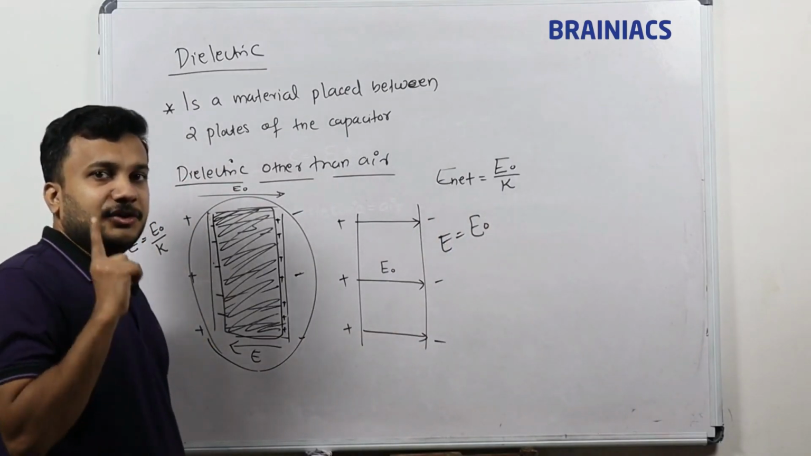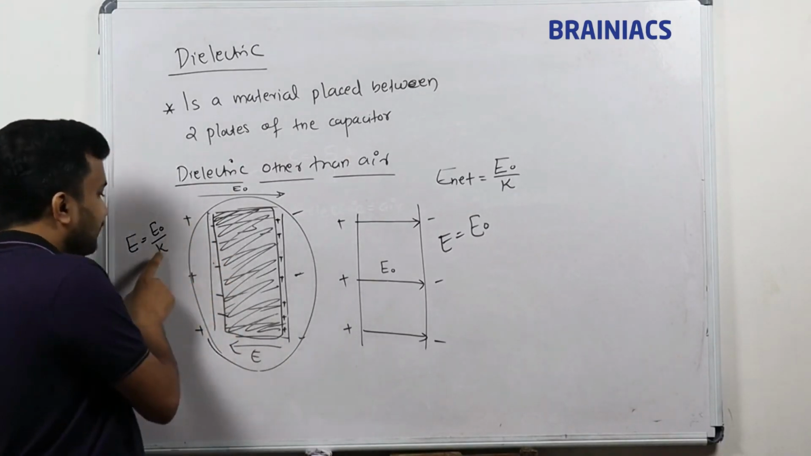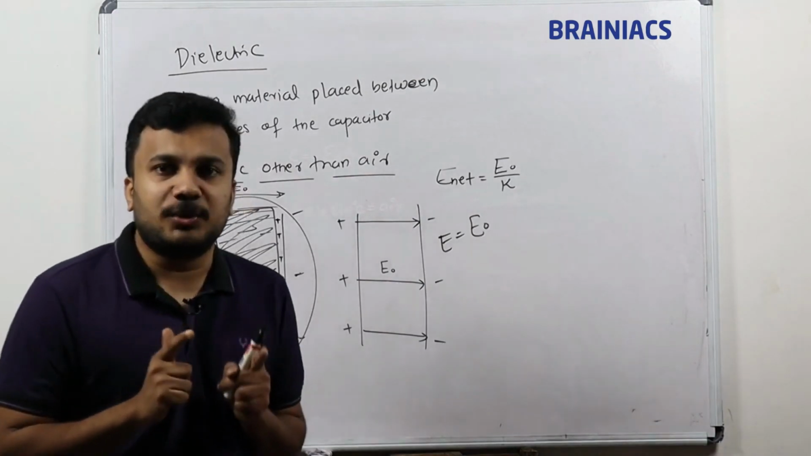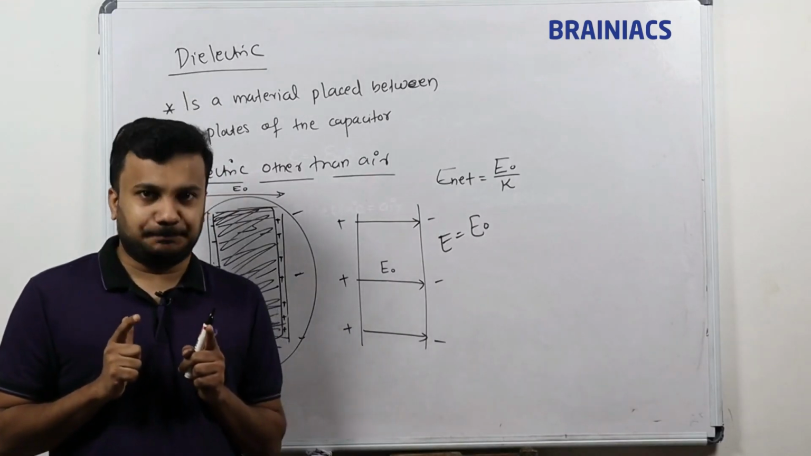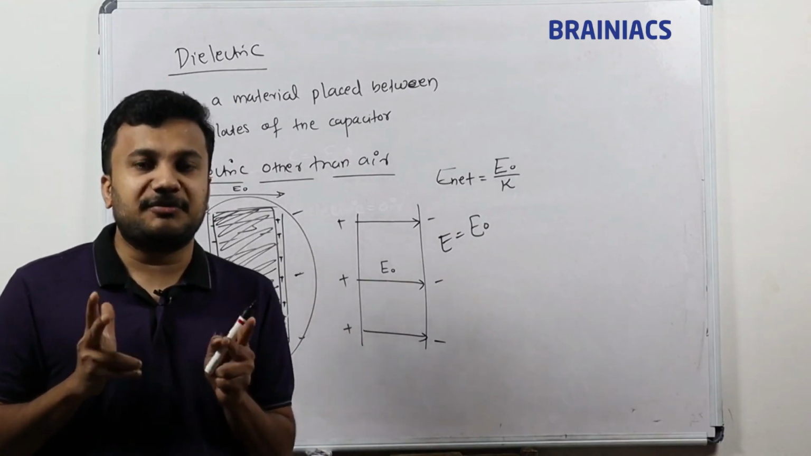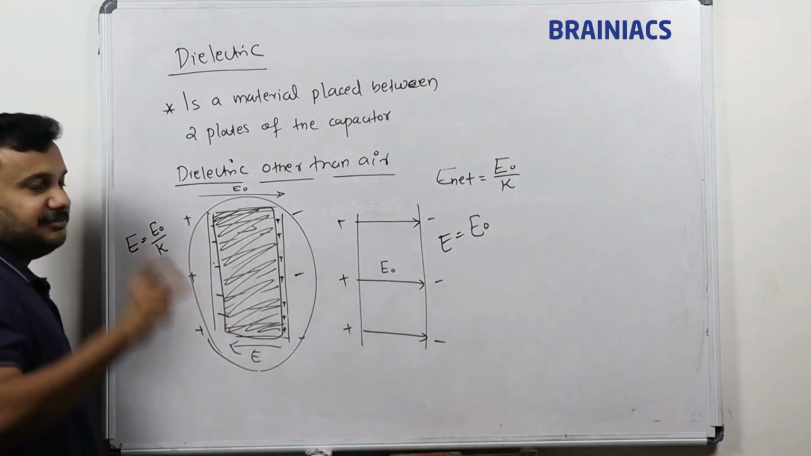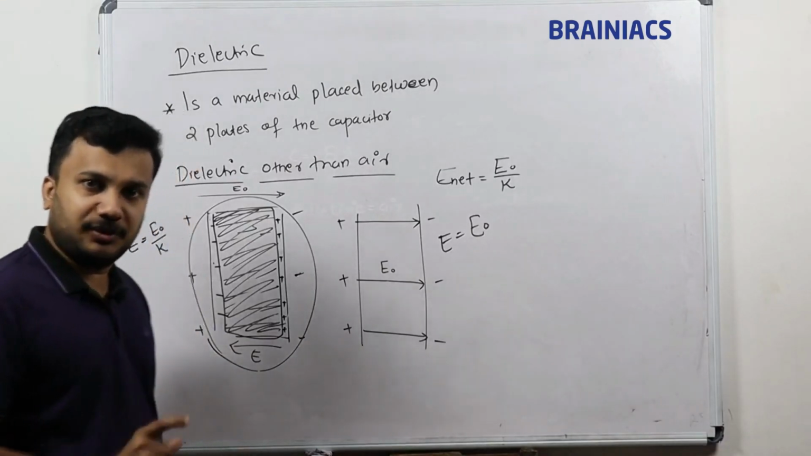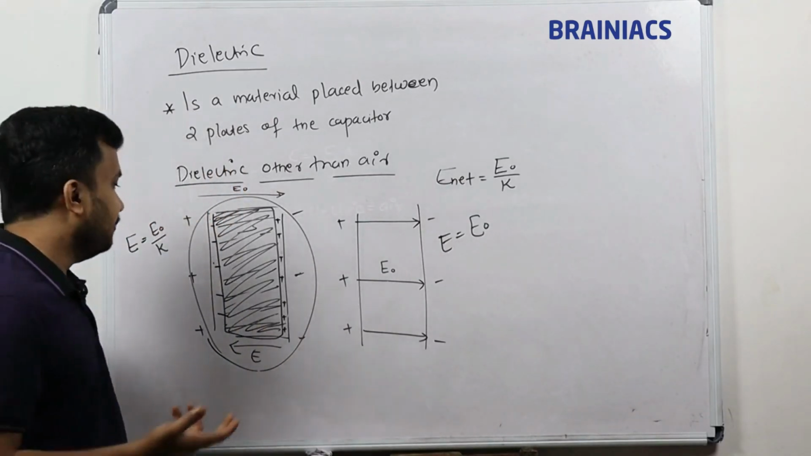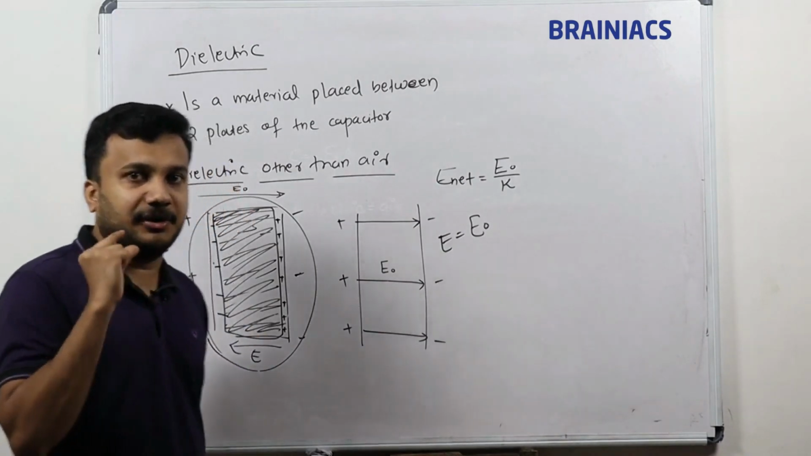Whenever you see the presence of a dielectric, the electric field is E0 by K, where K is the strength of the dielectric. Dielectric means insulator. Dielectric is simply called an insulator. Insulating property means the prevention of current; current will not be allowed. If it is a pure insulator like paper, mica, ceramic, these kinds of materials, then K has a particular value.